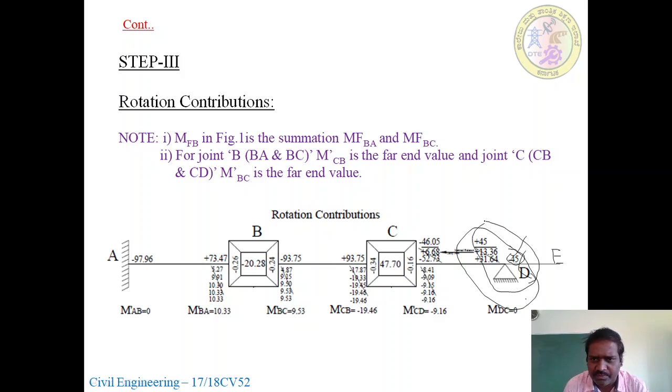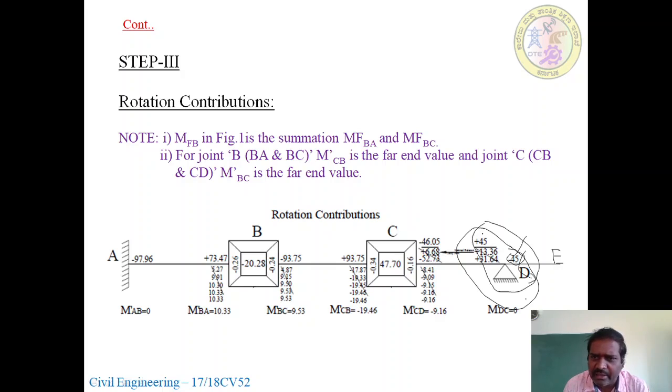We know that all the conditions are equilibrium conditions. At the joint D, DE plus DC should be equal to 0. Then only the equilibrium condition will be satisfied. So what we will do, the fixed moment is 31.64. So adding or subtracting, we have to make the balance.